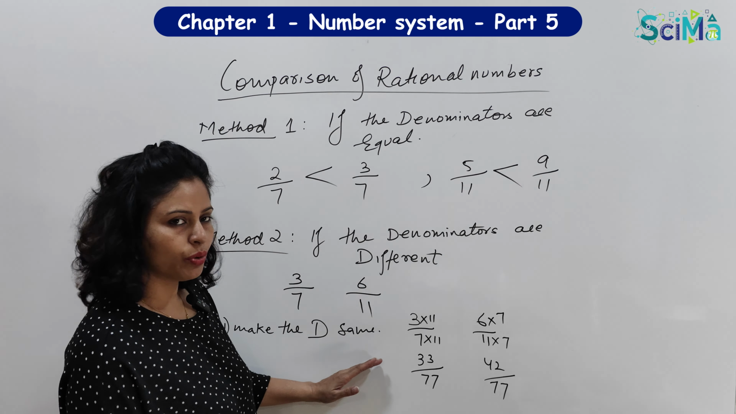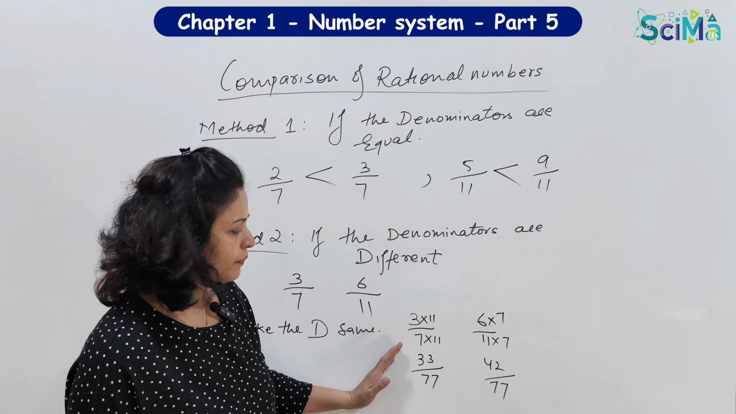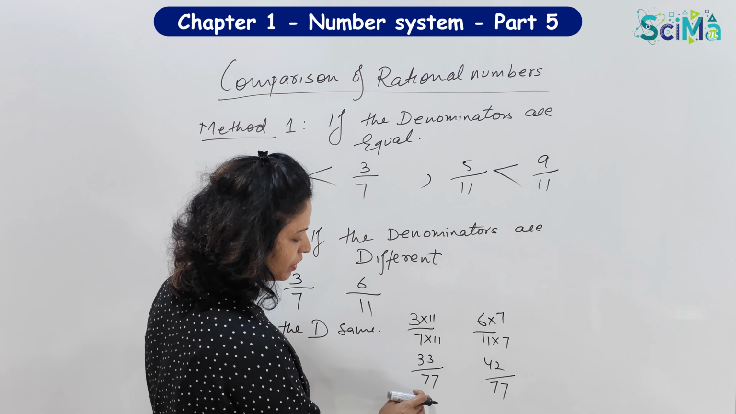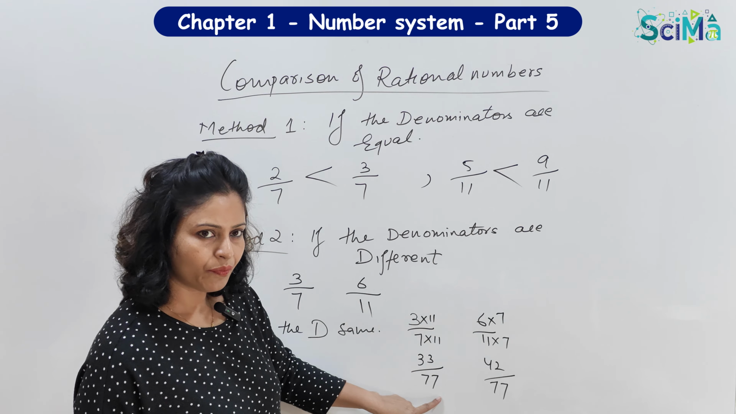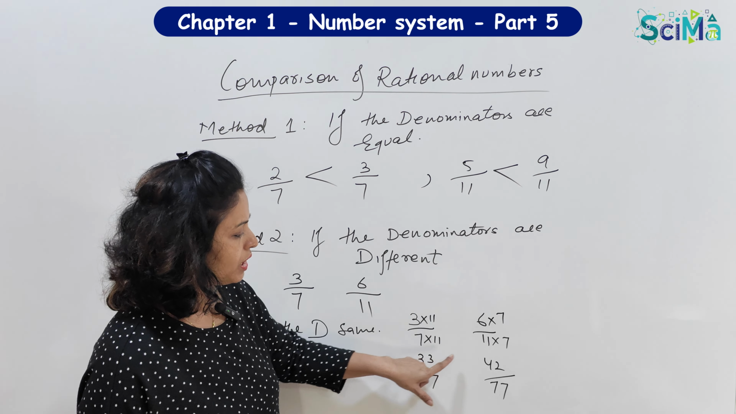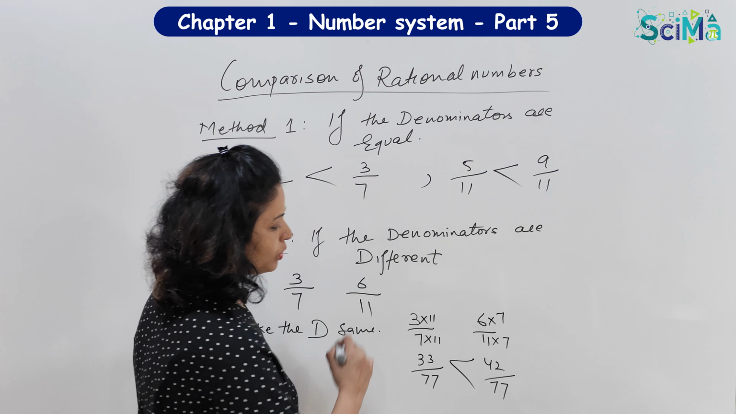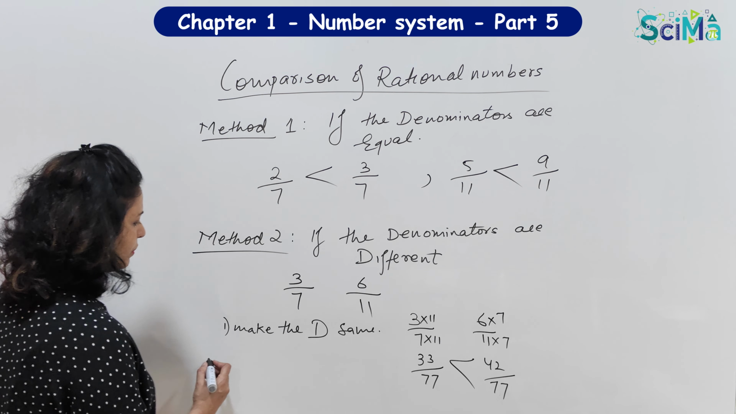So here we make the denominator the same by writing the equivalent forms. Now we made the denominator the same, that is 77, and now we can compare easily because the denominator is the same and the numerators can be compared easily. Now 42 is greater than 33, so I can put the greater than sign to 42. This is one of the methods.